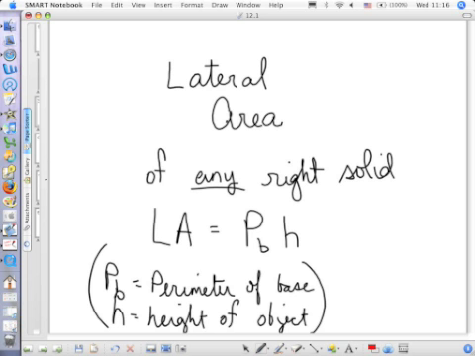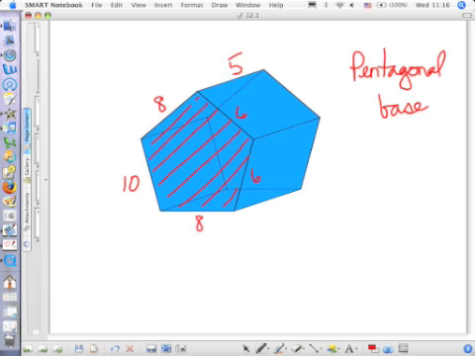All right, well, the lateral area can be found by the perimeter of the base multiplied by, and I'm going to change this to a capital H because I don't want us to get confused later, the height of the entire object. All right? The perimeter of the base multiplied by the height of the entire object. Now, we are going to look at this.